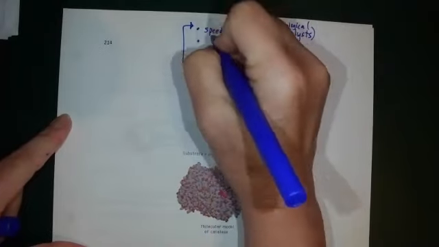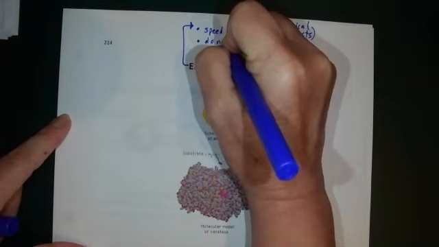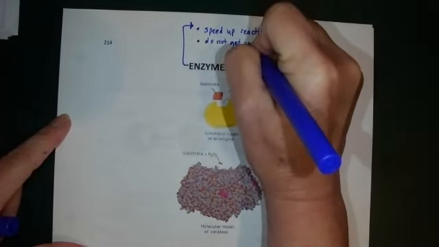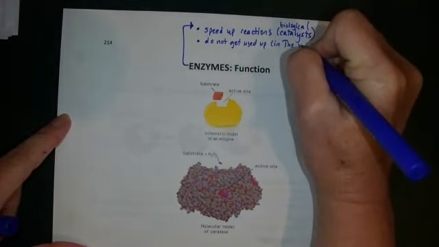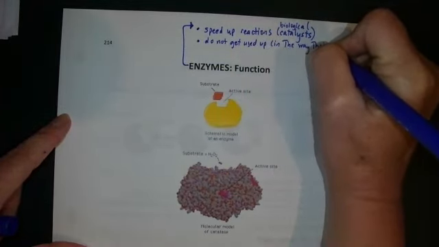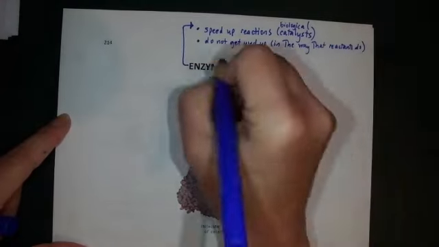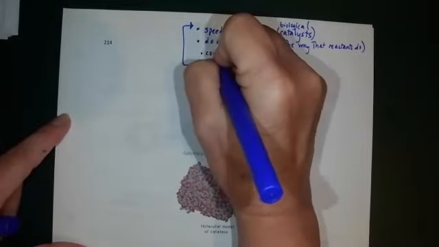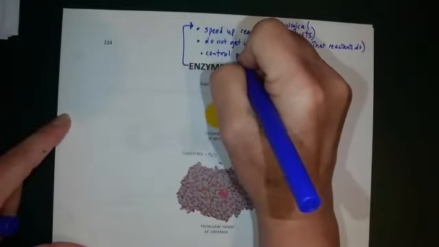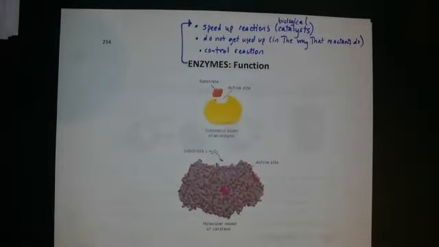Enzymes, I'll write what I just said. Enzymes do not get used up in the way that reactants do. And enzymes, along with speeding up reactions, often have the ability to control the reaction. I'll say something briefly about what I mean by that, control the reaction.